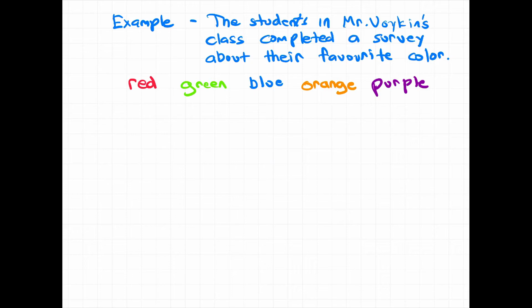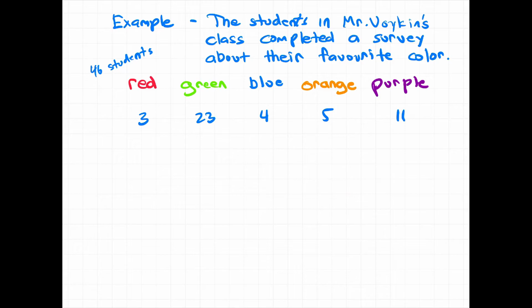The question states that students in Mr. Voikin's classes completed a survey about their favorite color. So I have 46 students in both my classes total, and let's just say they came up with, after tabulating the results, 3 like red, 23 like green, 4 like blue, 5 like orange, and 11 like purple.